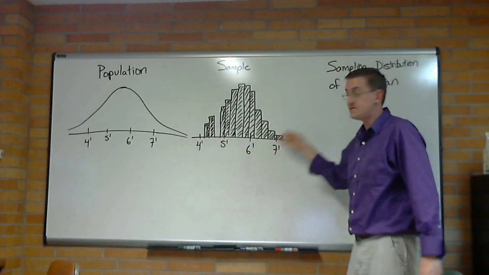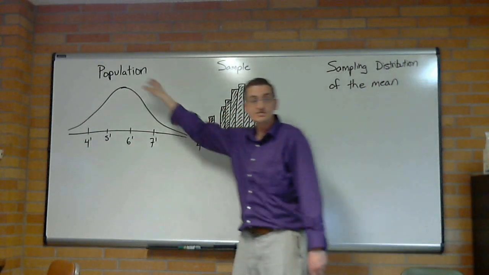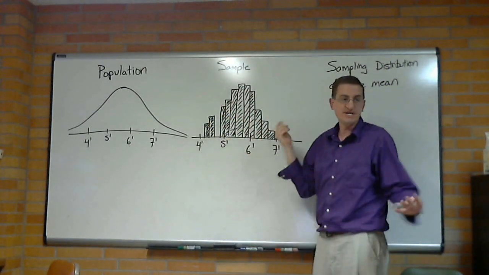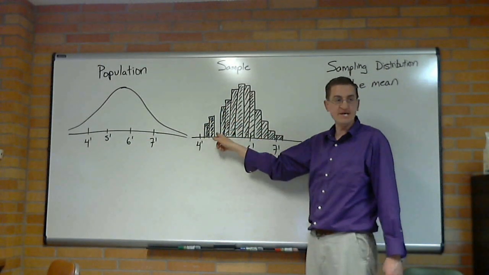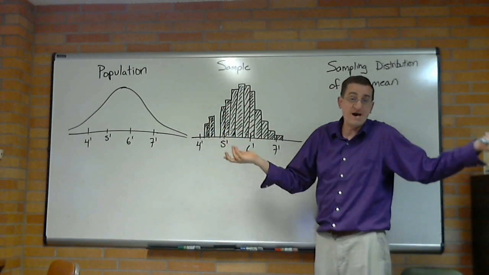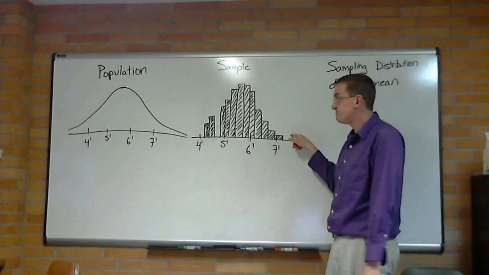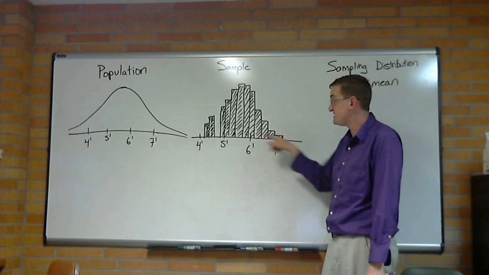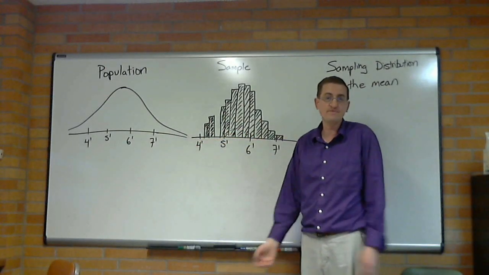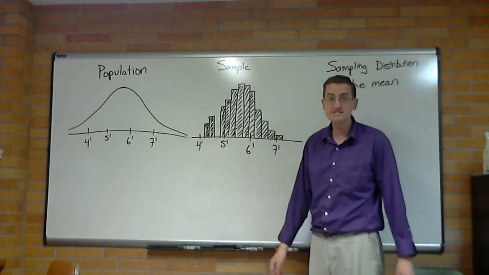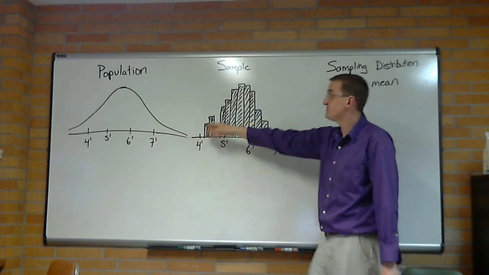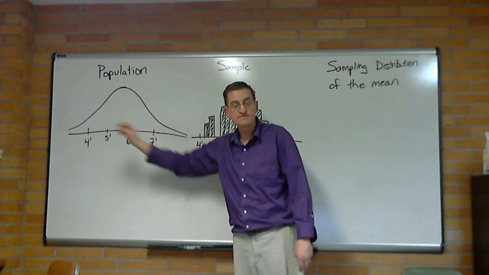Notice the similarities here. This general shape matches this general shape. Just as an example, we didn't happen to get any students in this range. Okay, bad luck. Sometimes that happens. We have a bunch even higher than 7 feet. We didn't get anybody lower than 4 feet. Just the luck of the sample, that can happen. This curve should be similar to this curve.